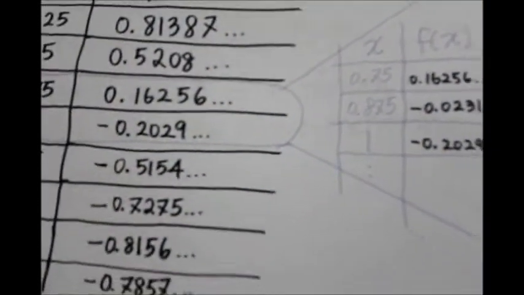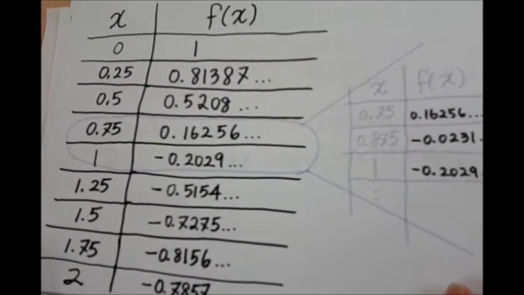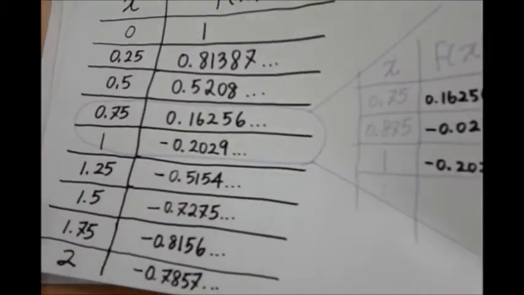And again, this is a question that makes use of the existence of zeros, which is a special case of the intermediate value theorem.